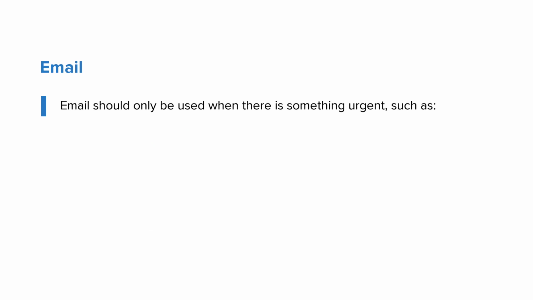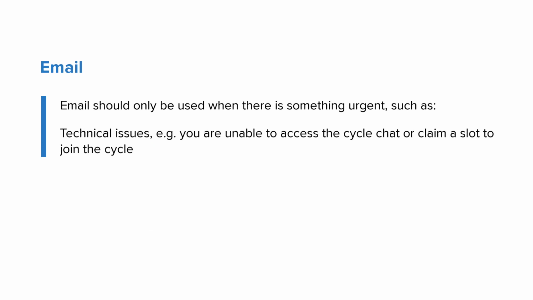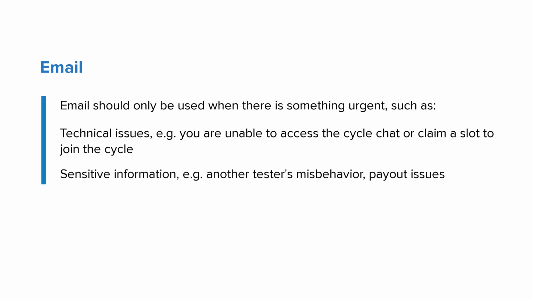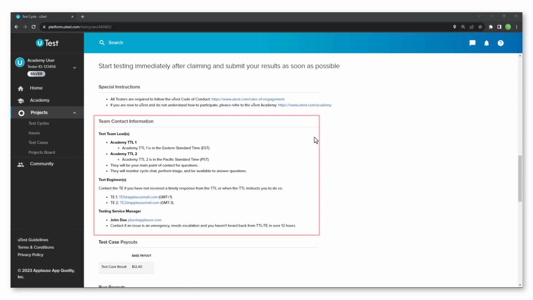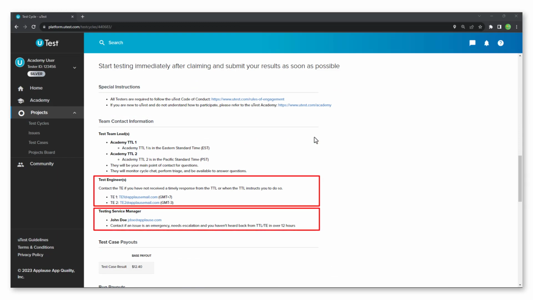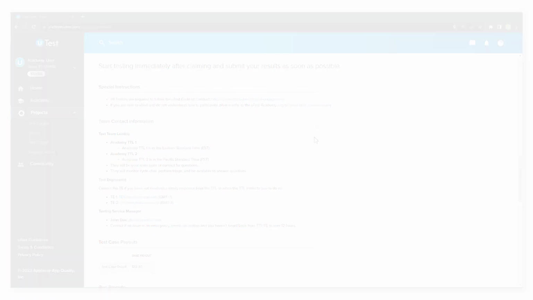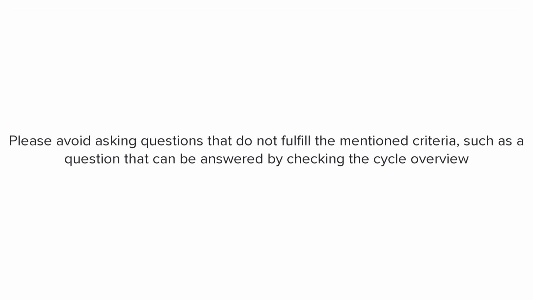Email should only be used when there is something urgent, such as when you are unable to access the cycle chat, or you get an error when claiming a slot to join the test cycle, sensitive when it's related to another tester's misbehavior or payout issues, or you did not receive any response in the cycle chat in a timely manner, and it's mentioned in the team contact information section to escalate to TE or TSM by email in such case. Please avoid asking questions that do not fulfill the mentioned criteria, such as a question that can be answered by checking the cycle overview.